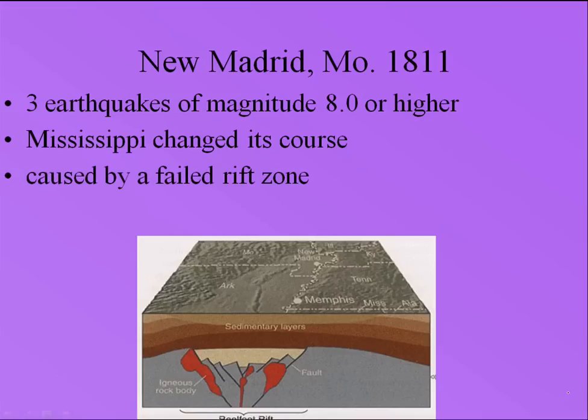Now, New Madrid, Missouri is located right in the center of North America, so it's clearly not on a plate boundary. However, plate tectonics can explain the frequency of earthquakes in this area. It's caused by a failed rift zone.